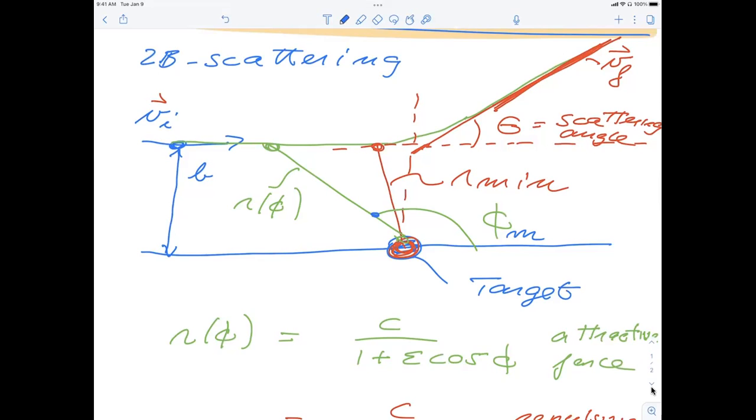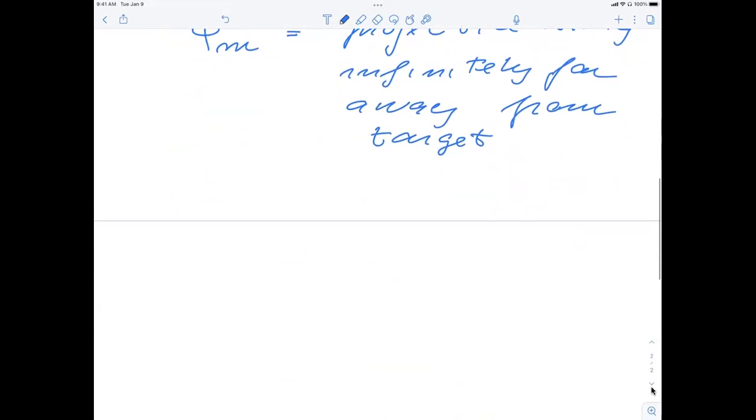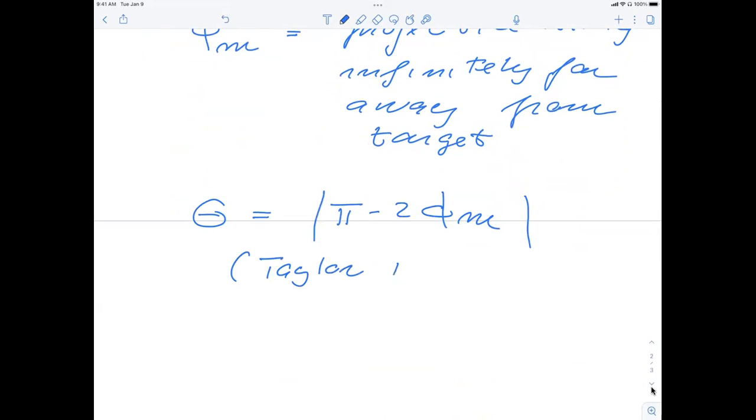In case you're interested, you can see that this angle theta is given by the absolute value of pi minus 2 times this angle phi of m. If you go into Taylor, there is a long discussion of the geometry here. This is chapter 14.6.